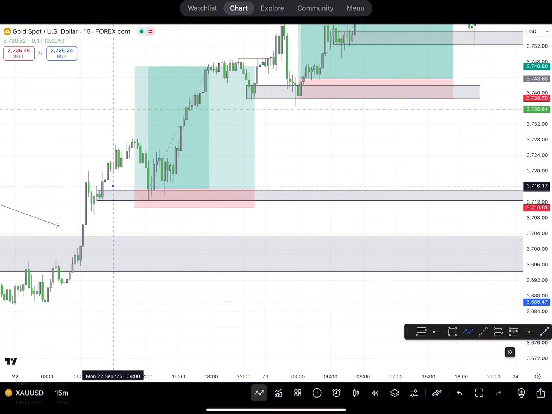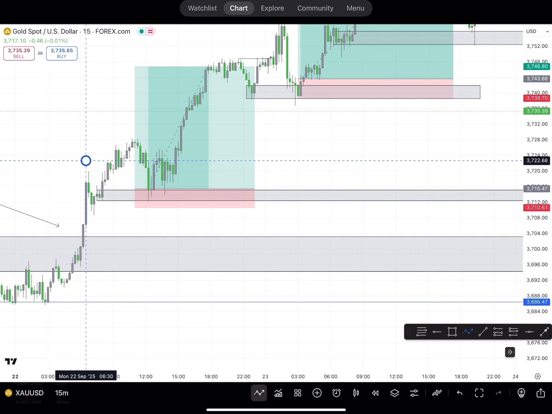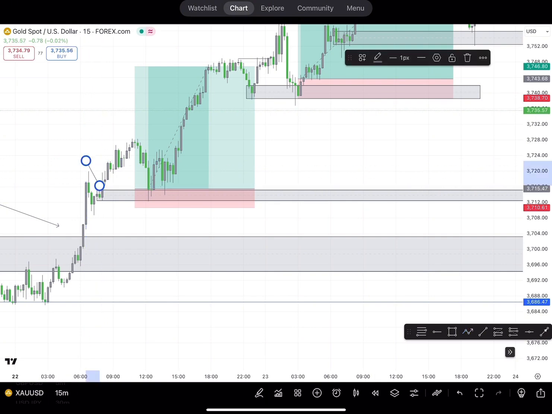This bullish candlestick now had a fair value gap. You can see the fair value gap there. Wait, let me draw it properly. So this bullish candlestick had a fair value gap. This was the fair value gap.